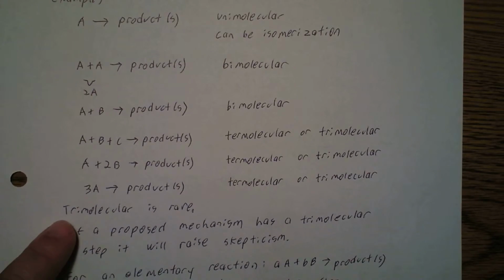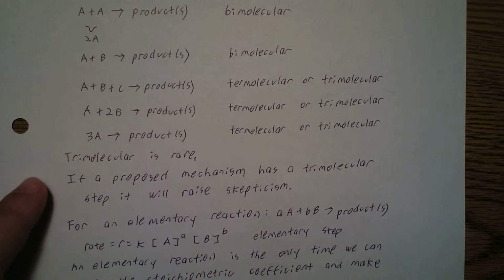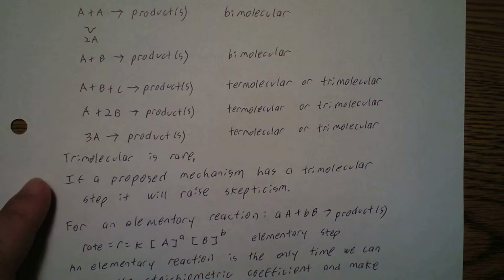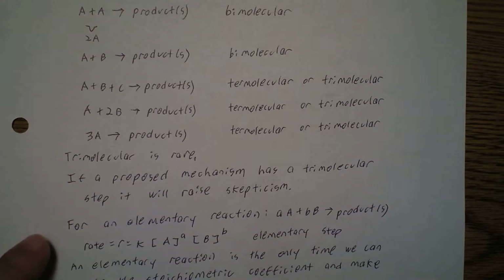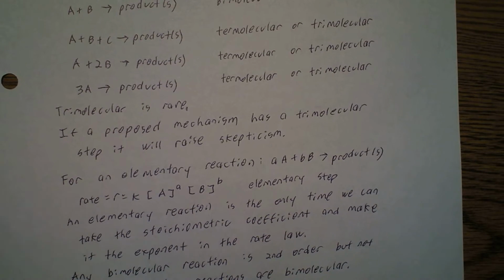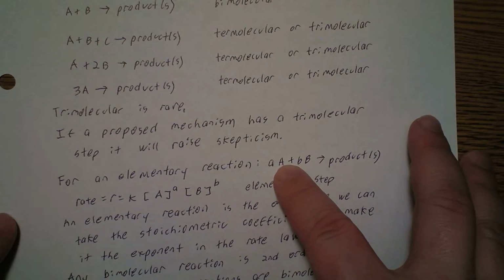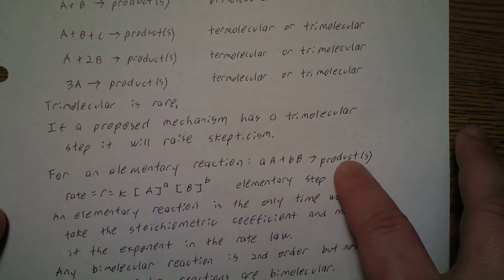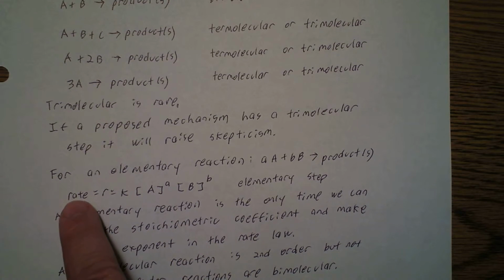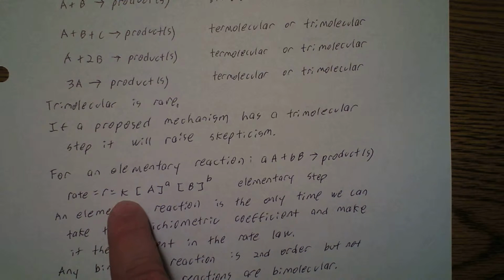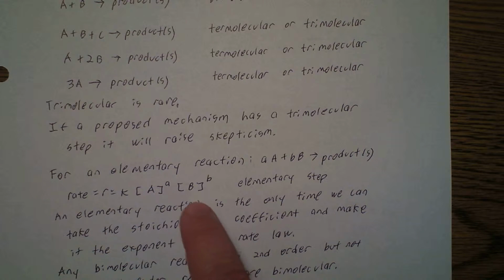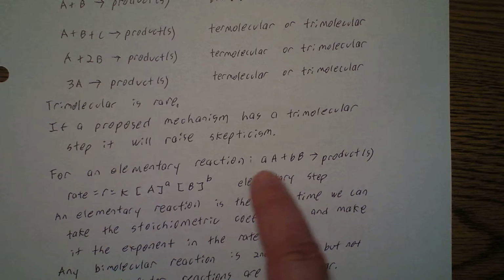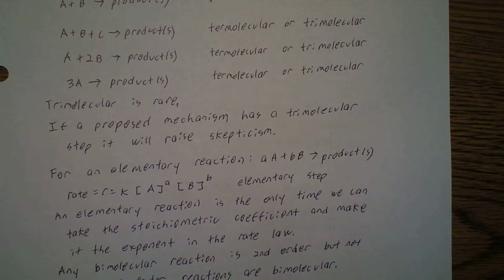Now trimolecular is actually kind of rare. If a proposed mechanism has a trimolecular step, it will raise skepticism because it's so rare. Now for an elementary reaction, let's say we have a amount of substance A plus b amount of substance B going to one or more products, then we could say the rate is equal to a constant k times the concentration of substance A to the a power times the concentration of B to the b power. This is for an elementary step.